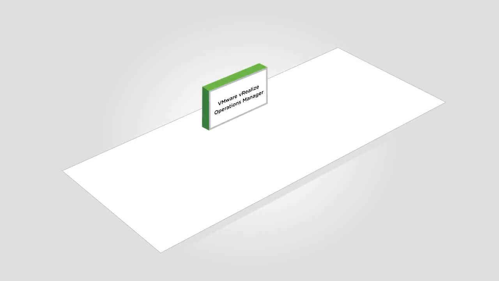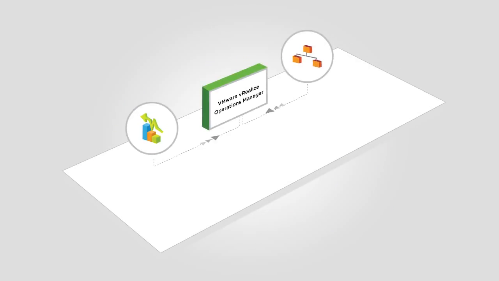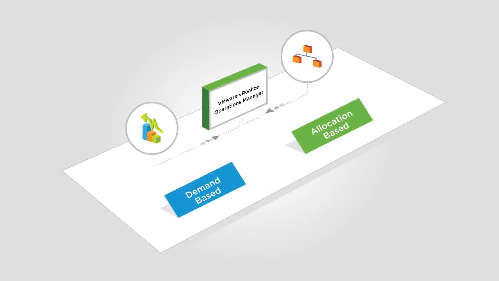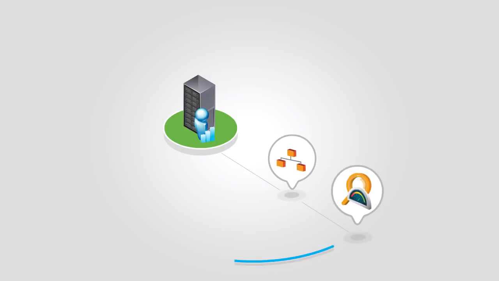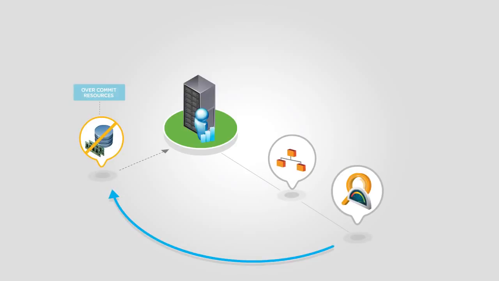vRealize Operations Manager provides the capability to use both allocation-based and demand-based capacity models. For a production group of workloads, you can use the allocation model to assess capacity risk. You wouldn't want to overcommit resources because you want to manage for performance. For example, in your production environment, you may not want to overcommit memory and possibly have a low CPU overcommitment ratio to ensure that your environment is performing well.